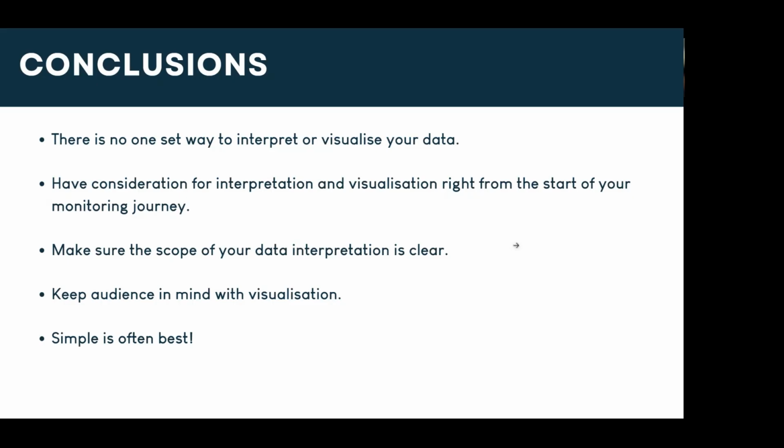Have consideration for interpretation and visualization of data right at the start of your monitoring journey. Don't try and retrospectively fit it in after or decide what you're doing. Make sure that the scope of your data interpretation is clear. So having the parameters there, knowing exactly what it is you're monitoring, how you're going to interpret it by time frame, the number of points that you need. There's no point at the end saying, well, we need 12 points, but then only having people monitoring ad hoc. You need to build that in, make sure that scope's clear.